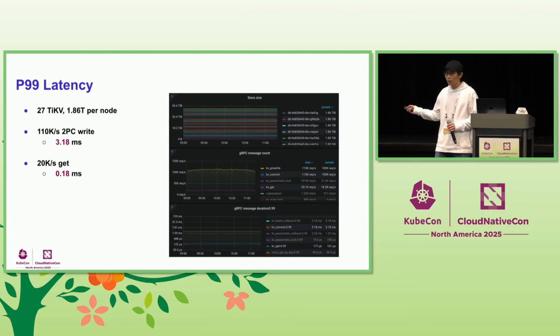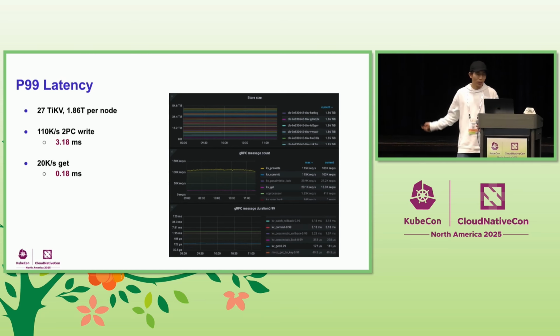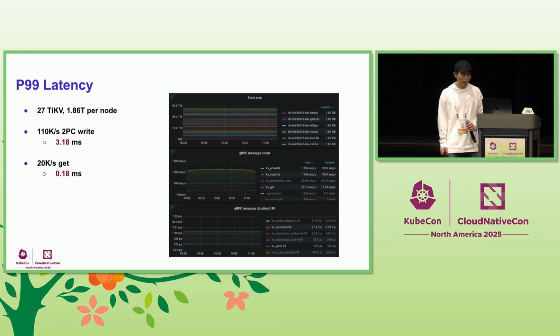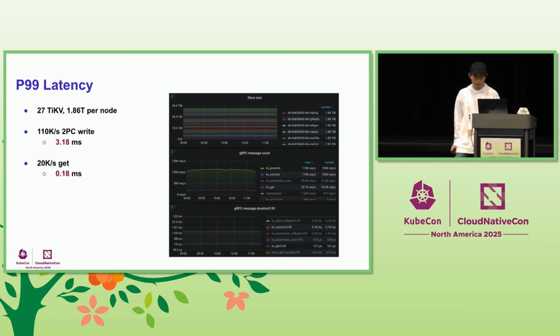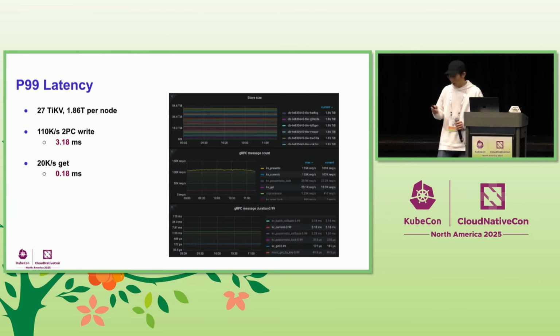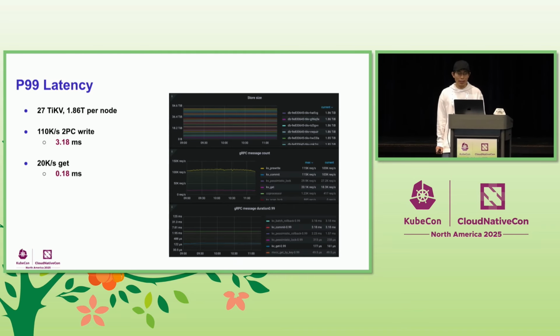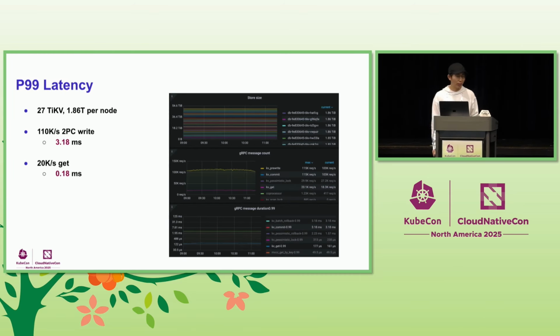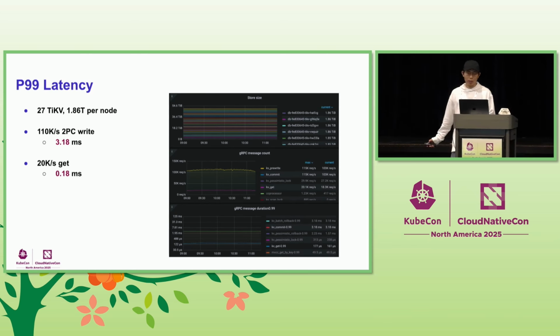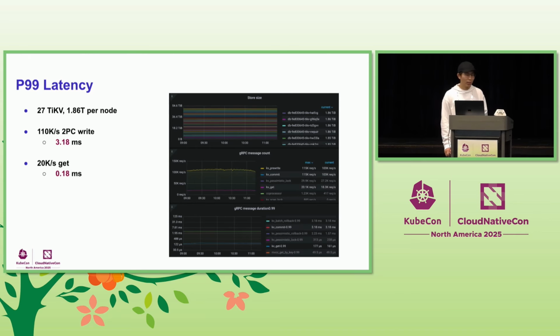Because this is an online system for our customers, I don't have to do the benchmark things. I just made some screenshots to share here. We can see the P99 latency of the write is around 3.2 or 3.1 milliseconds. This is the P99. And the read is 0.2 milliseconds for the get. So even when using S3 or object storage at the backend, we kept a consistent low latency for our system.